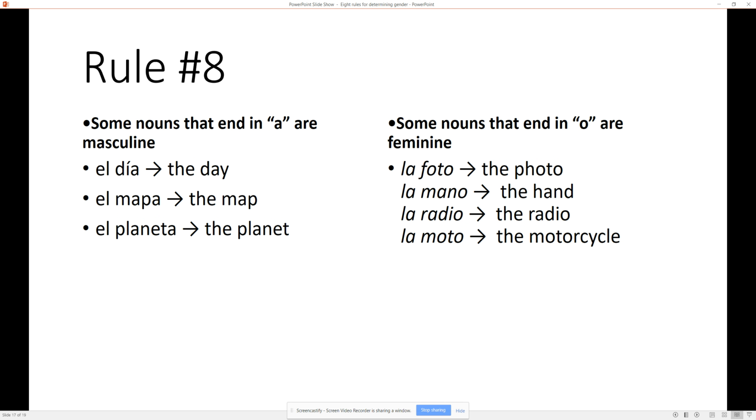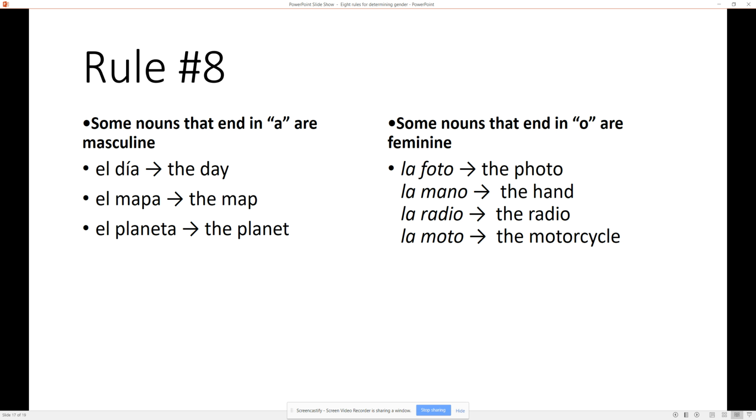And the last rule is quite frankly, there's a lot of words that end in A. There are certain words such as the day, the map, the planet. Because we have them probably from Greek or Latin, they are also going to remain slightly irregular when it comes to rules for gender. This is one of the things I'm going to point out to students.